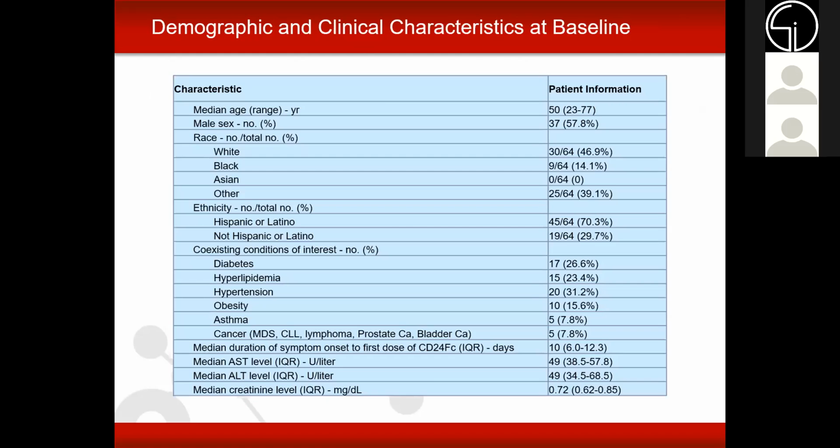We have currently already enrolled more than 120 patients, so already halfway through. This is the very beginning with the first 34 patients. We summarize their demographic and clinical characteristics. The median age is 50, and 70% are Hispanic. A lot of these relatively younger patients are essential workers. They still go to work, so these patients have a much, much higher risk of getting COVID-19 disease.